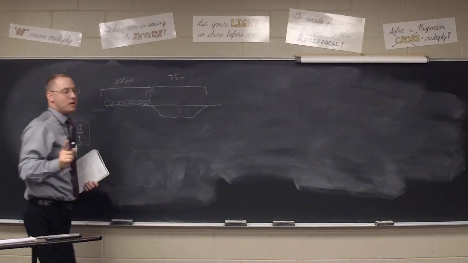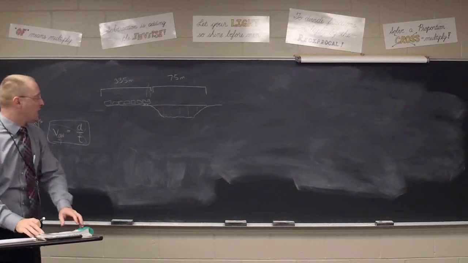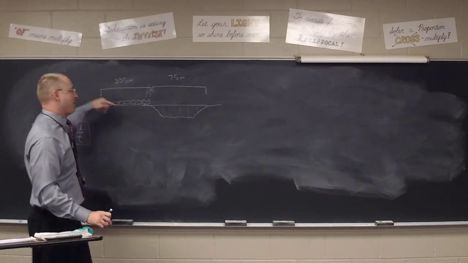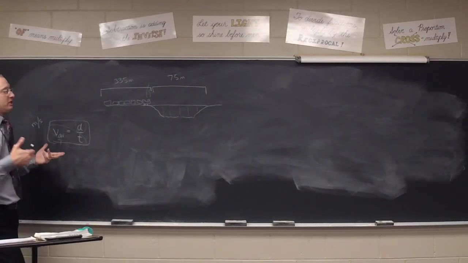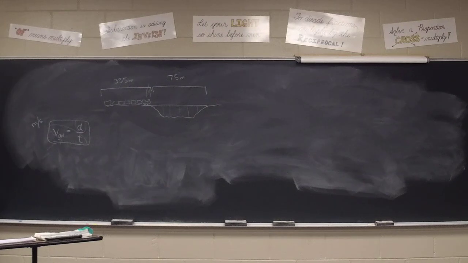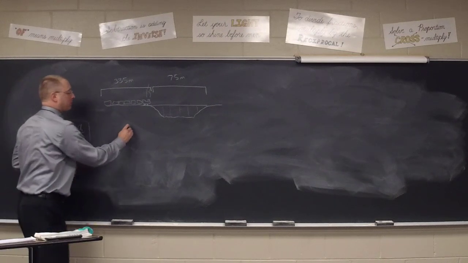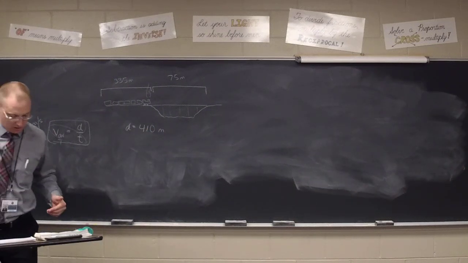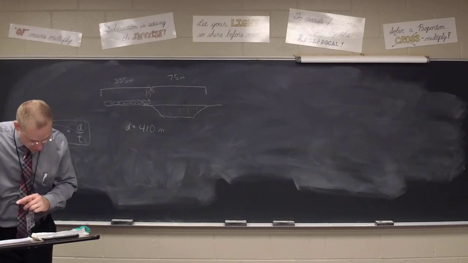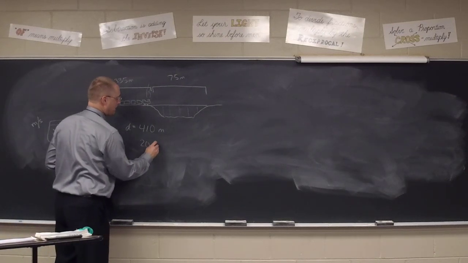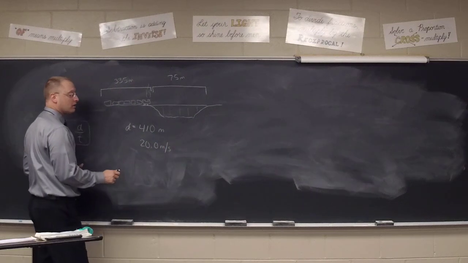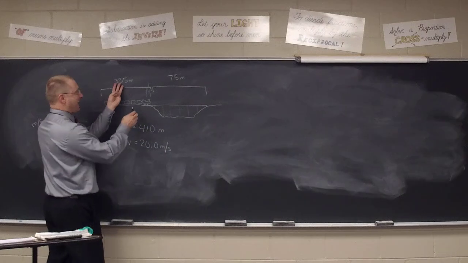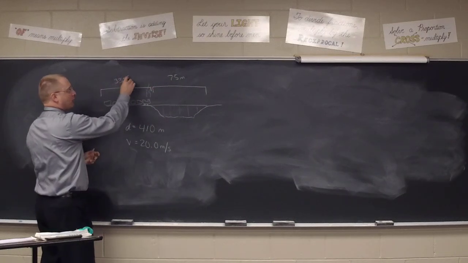Now, the key word here is completely cross, right? Because the train is not crossed when the engine goes 75 meters. We still have the back of the train to get to. So what is the actual displacement needed here? Anyone? 410. The total displacement we need here is 410 meters. Make sense? And the train is moving at a constant rate of 20 meters per second. Class, that 20.0 meters per second is the velocity, the average velocity.